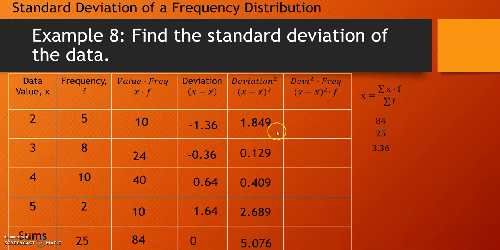And now our deviation happened 5 times for the 2's. So we need to multiply our deviation squared times our frequency. 9.248, 1.036, 4.096, 5.379 for a sum of 19.759.